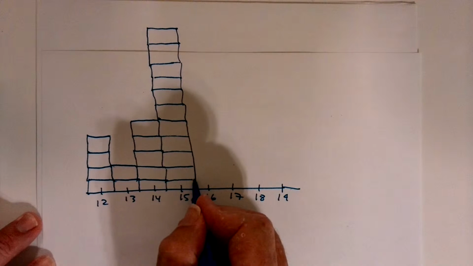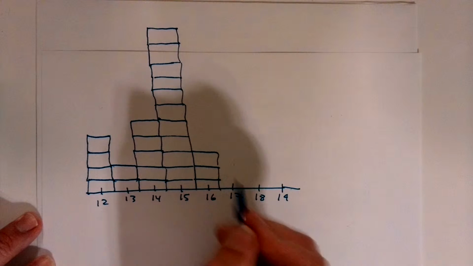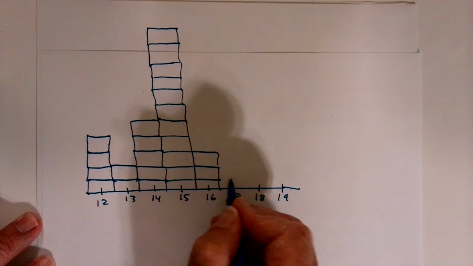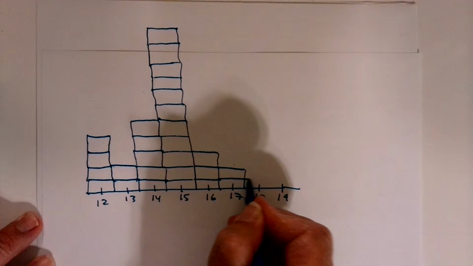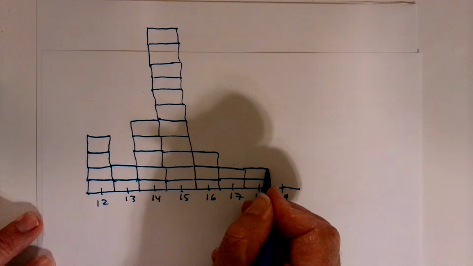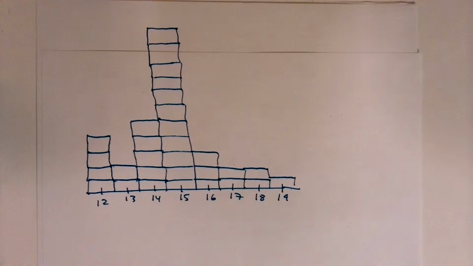16 has 3 blocks. 1, 2, 3. 17 has 2. 1, 2. 18 has 2. 1, 2. And 19 has 1. Now, various types of computer software can certainly improve this whole process. So I'll encourage you to look at that.